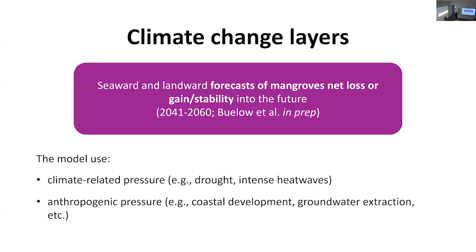But climate change is particularly important for mangroves because they're threatened by multiple climate-related pressures. And so we included a climate change layer, and in particular it's something that Christina Bulow and other people are working on. It's a forecast of mangrove net loss or gain in the future, based on a network model that includes climate-related pressures and also some anthropogenic pressures.